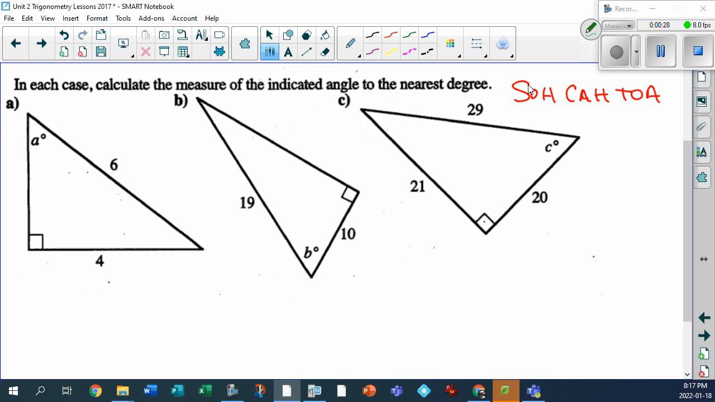Okay, so let's look at A. There's our angle. Start labeling it. Put the eyeballs down. Check it out. Hey, there's your opposite. Put your eyeballs down on that. Hypotenuse shows up just like that. Wow, cool.